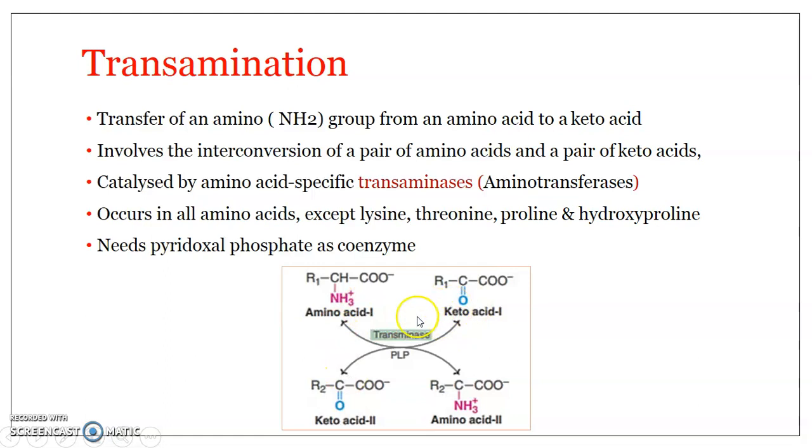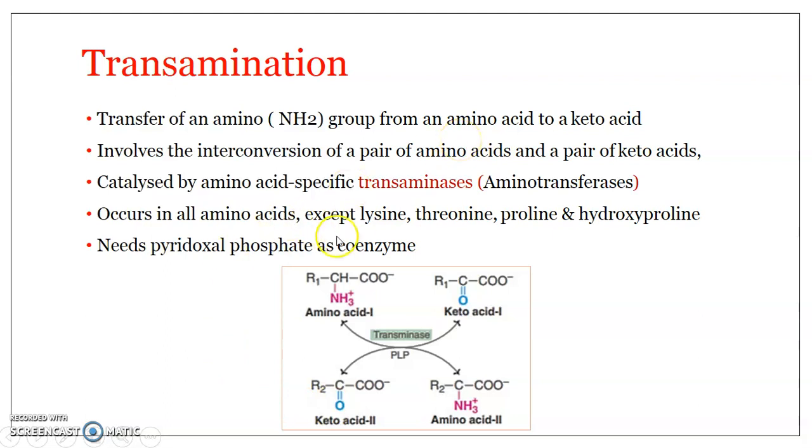The whole reaction is catalyzed by transaminases, otherwise known as aminotransferases. This enzyme requires the coenzyme pyridoxal phosphate. Here you can see it is both deamination with respect to this amino acid and amination with respect to this keto acid. So it is a combined deamination and amination process which results in transamination. Transamination is very important for the interconversion of amino acids in metabolic processes.